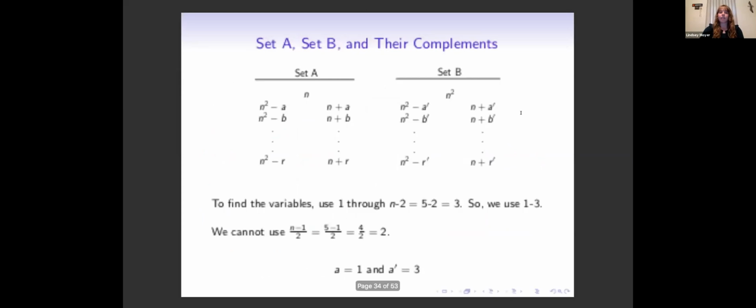Now we're going to have to fill out set A and set B. So these sets are given to us, and you start with the first row of n, and then n squared minus a, n plus a, as many rows as you need.